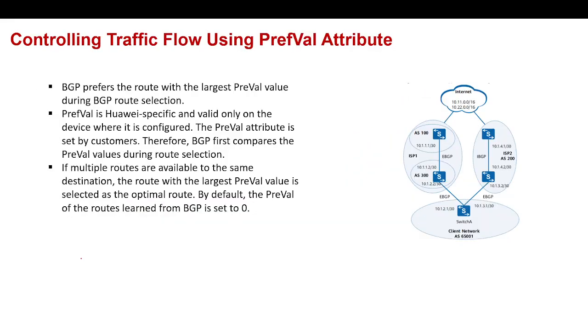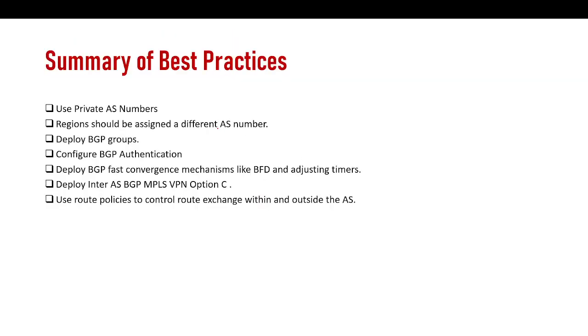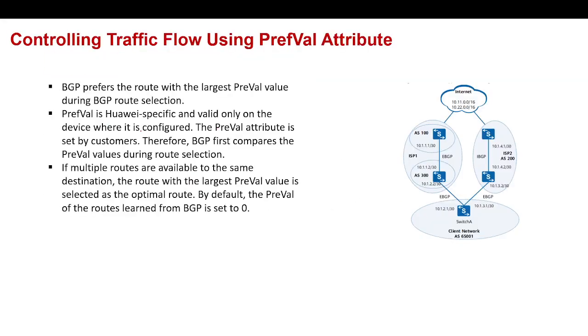Next is using the preferred value. I've mentioned that this is similar to weight on Cisco. The preferred value is Huawei specific and valid only on the device where it's configured. This one can also be used to control the traffic flow between different autonomous system numbers. If you have multiple routes available to the same destination, the route with the largest preferred value is selected as the optimal.